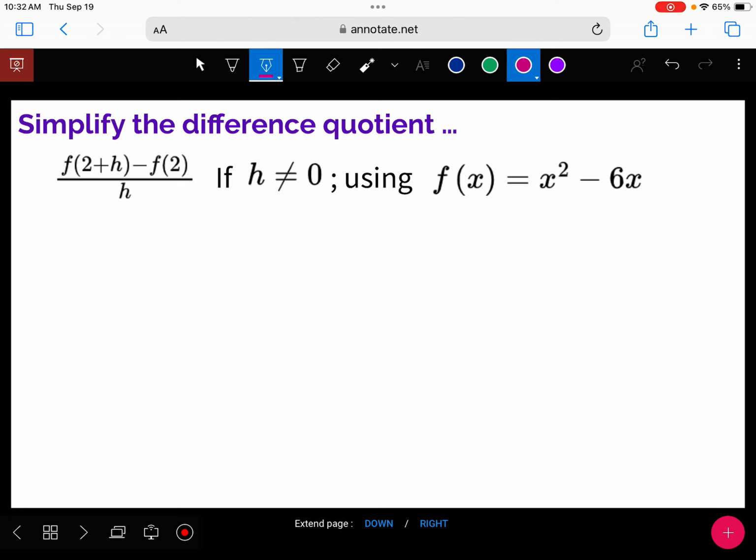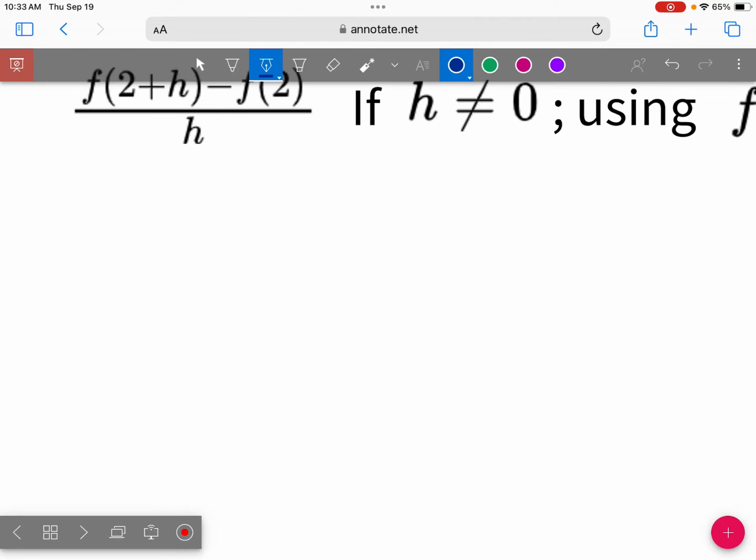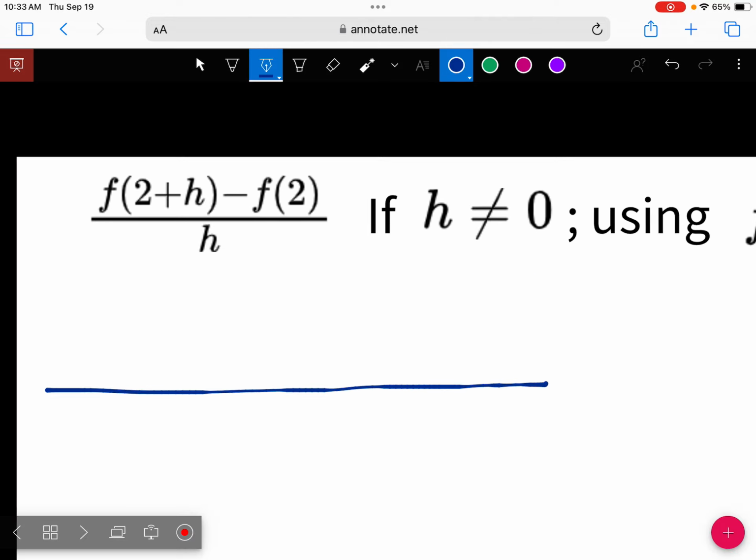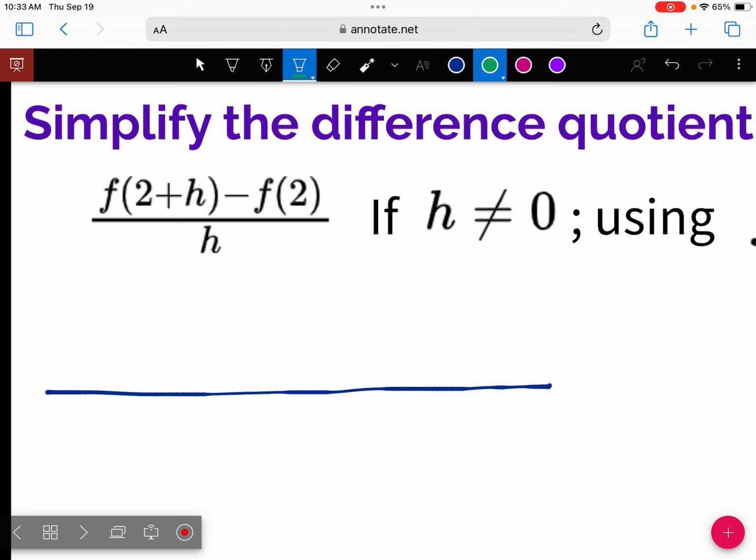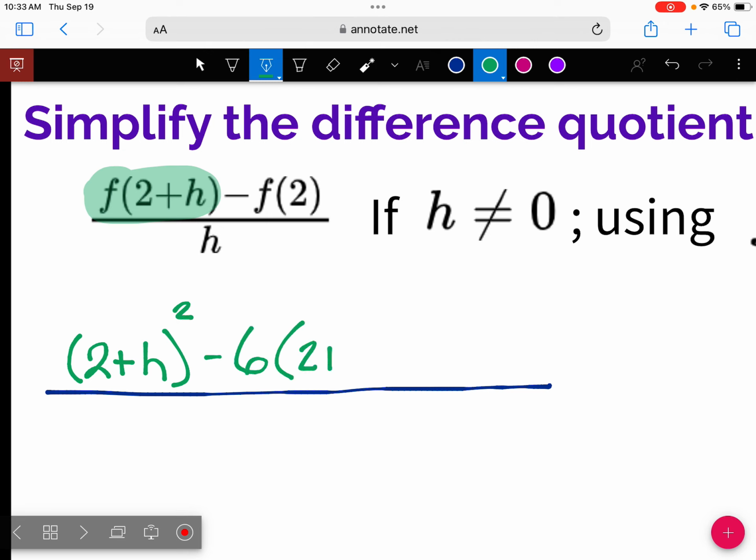So what we have here is a gigantor fraction that we are going to be doing some substitutions in. So I'm going to set this up as a gigantor fraction, and we're going to start doing our substitutions. In our first piece here, we're substituting in 2 plus h in place of all of our x's. So I'm going to take my f of x and substitute in that 2 plus h. So we're going to have 2 plus h quantity squared minus 6 times 2 plus h.